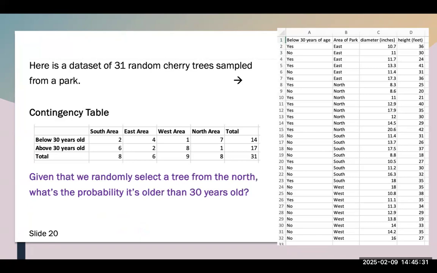Given that we randomly select a tree from the north, what's the probability it's older than 30 years old? Pause the video and see if you can find this probability. Okay, here we're not just saying randomly select a tree. If we were randomly selecting a tree, the denominator would be 31. Here we're saying we're selecting a tree from the north. This is a given, the north, and there are 8 trees that are from the north. Now, what's the probability it's older than 30? So we know that it's in the north and older than 30. So that's 1 tree out of 8, or 0.13.